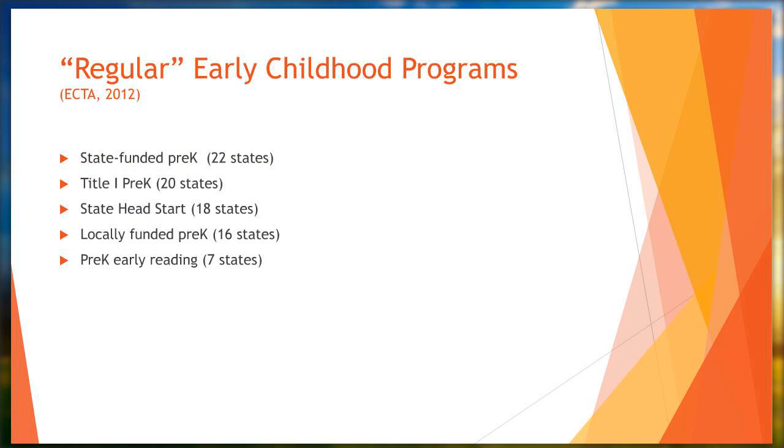So when we look closer at those regular early childhood programs, we can see the types of programs children with disabilities are attending: state-funded pre-K programs, Title I programs, Head Start programs, locally funded programs, and early reading programs. And it sounds like some of our participants are from the range of programs represented here. Why I pulled this up is because when we know where children are being served, we know where we can provide more support.